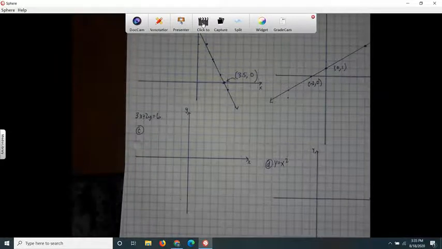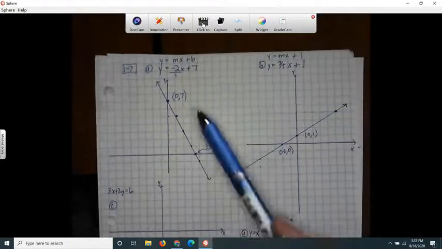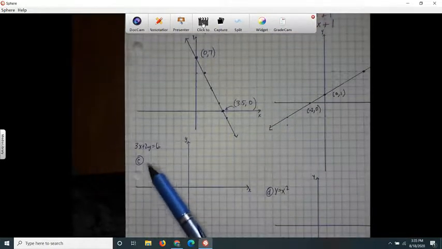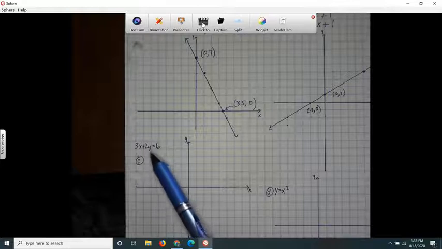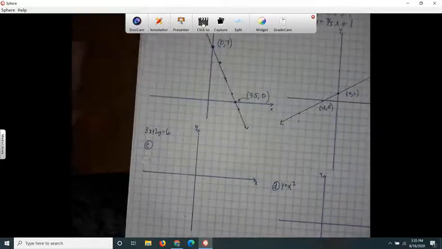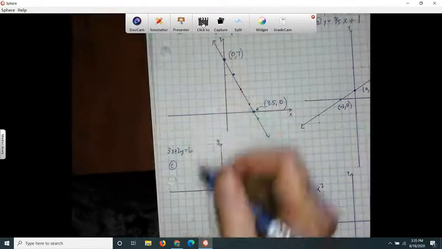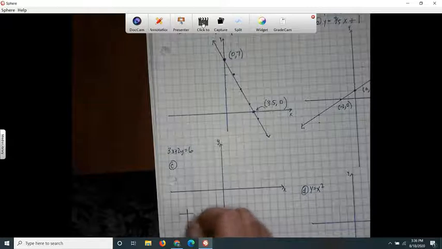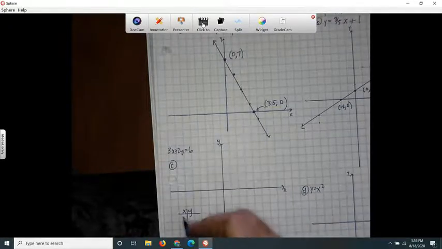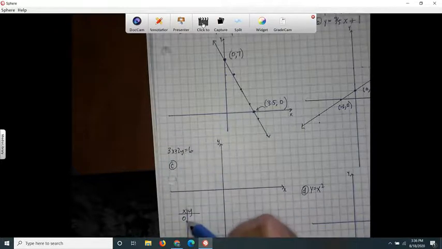This one is not in slope-intercept form. Slope-intercept form, y equals mx plus b, is when the y is all by itself. You can do algebra on this and get the y by itself, or you can just use another method where you just find the intercepts. Like here, let's make a little table. I usually do this very quickly. I'm going to plug in a 0 for x, and I'm going to find out what y equals when I plug in 0 for x.